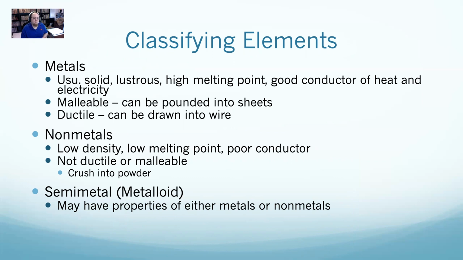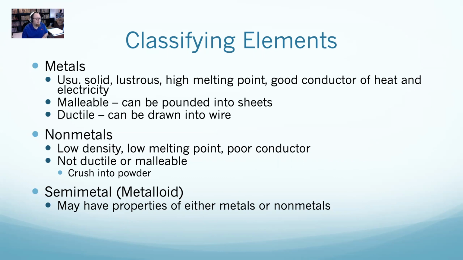Nonmetals have much lower density, have low melting points, and do not conduct heat well. And you cannot shape them. Most of them don't even exist as a solid at room temperature. They'd be a gas. But those that are solid, if you try to hit it with a hammer, instead of flattening it, you just crush it into powder. Semi-metals, sometimes called metalloids, are somewhere in between and can have properties somewhere in between.